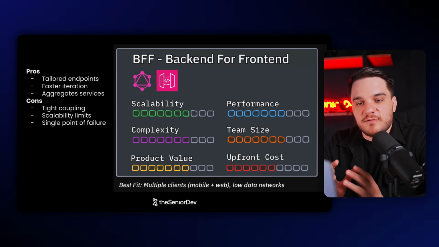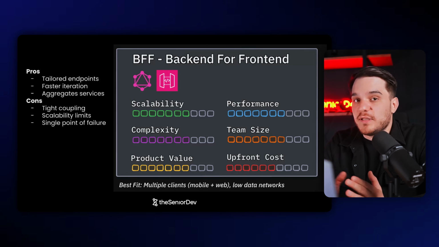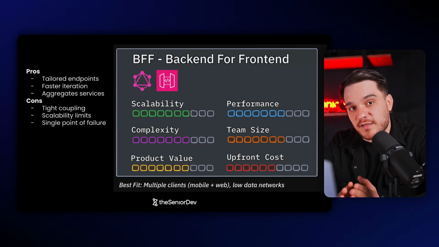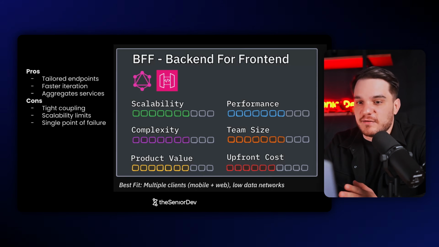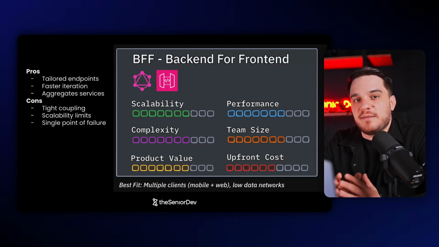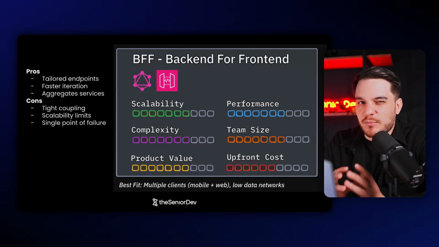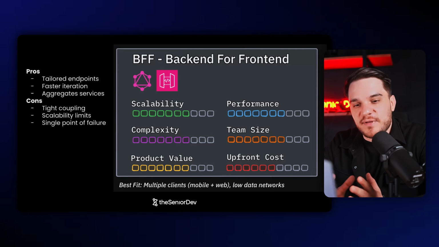So the backend for frontend would give you the stellar endpoints, a lot of faster iteration, and aggregated services, because with a backend for frontend, you only need to implement authentication once, you only need to implement HTTPS handshakes once, you do it with the backend for frontend, and then you're okay with any service that's downstream. But at the same time, you have tight coupling and you have scalability limits, and it becomes the single point of failure. So the scalability is slightly higher than your SPA.